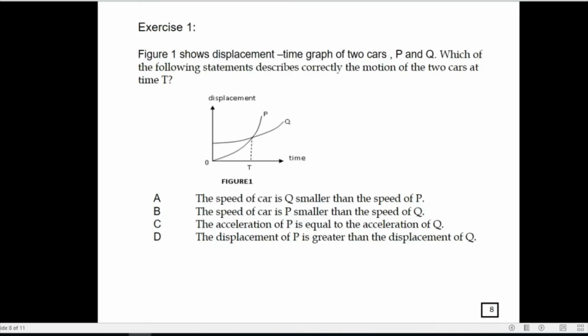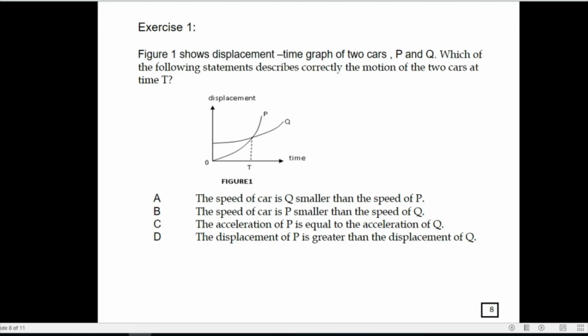So that's it, the contents of the first part of chapter 2. I'm giving you 2 exercises to practice the concepts that we've just learned. Just take some time to read through the first exercise. Let me read it for you. It says, figure 1 shows the displacement-time graph of 2 cars, P and Q. Which of the following statements correctly describe the motion of the 2 cars at time t?